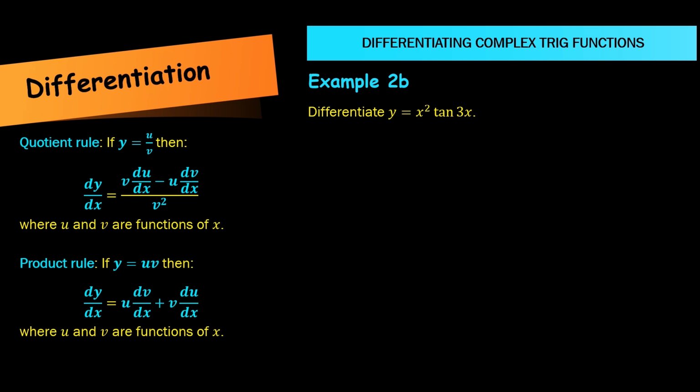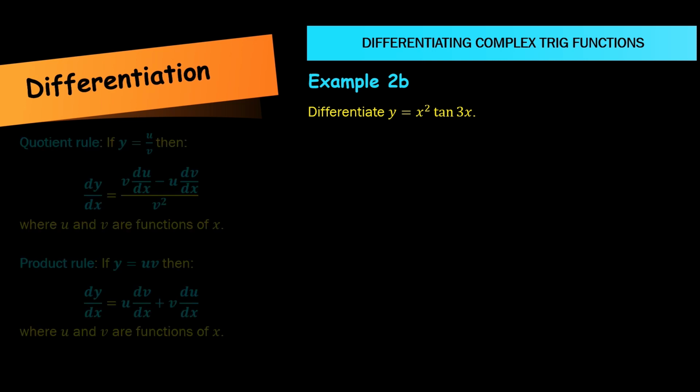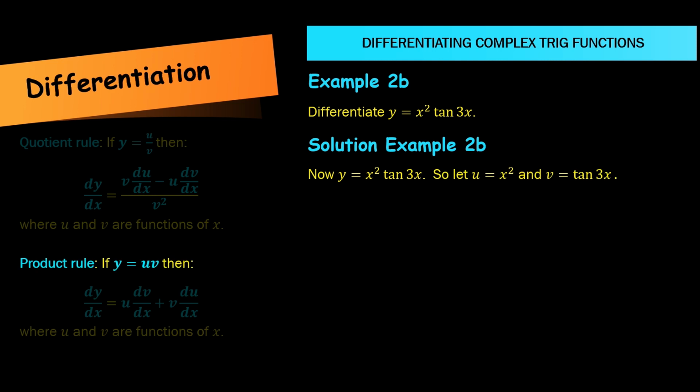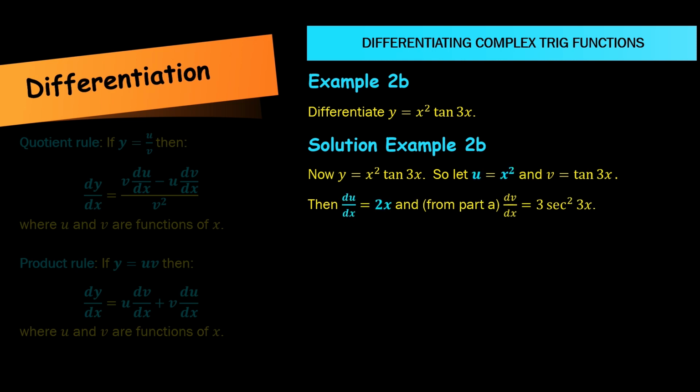Now let's take a look at part B. We are required to differentiate y equals x squared tan 3x. So let's solve this. Since we're dealing with the product, we're going to apply the product rule. So we let u equal x squared and v equal tan 3x. Therefore, we have that du dx equals 2x, and from part A we have that dv dx equals 3 sec squared 3x.